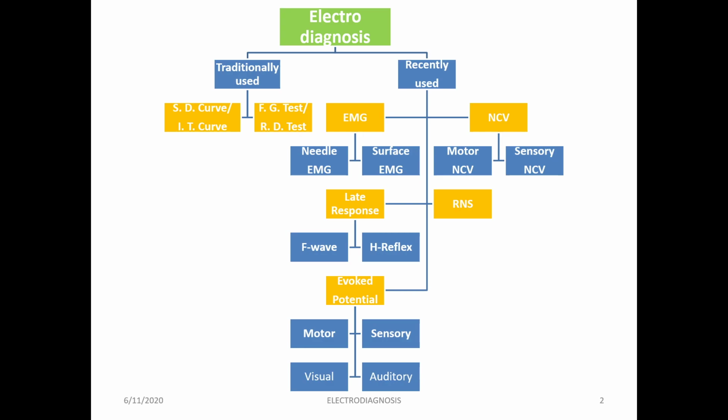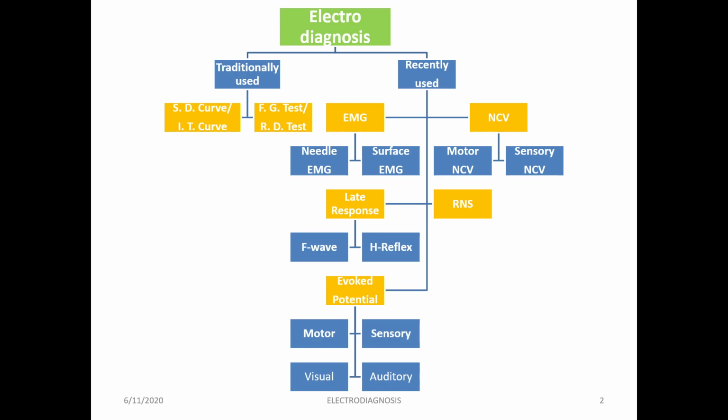Then coming to late responses, there are the F-wave as well as the H-reflex. Here it will be useful to diagnose any problem at the proximal axon, which is nothing but radiculopathy. Another is repetitive nerve stimulation, commonly known as RNS. RNS is for neuromuscular junction abnormality.